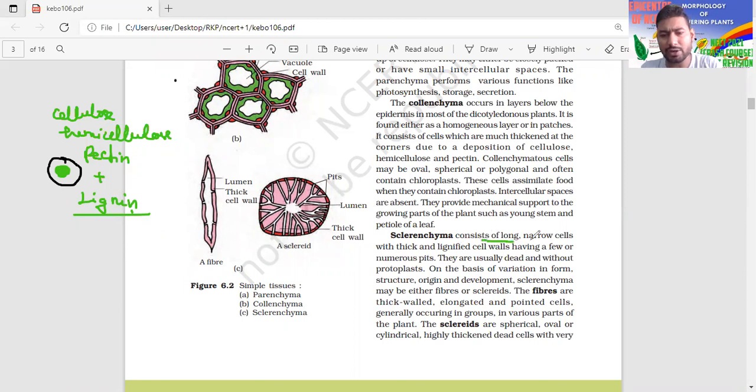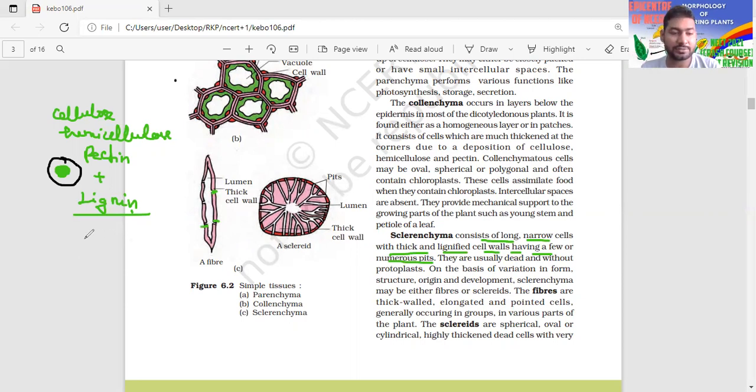Sclerenchyma consists of long, narrow cells with thick lignified cell walls having a few or numerous pits. They have few or numerous pits. Pits mean spaces, some places where no deposition of lignin, suberin, or cutin takes place.